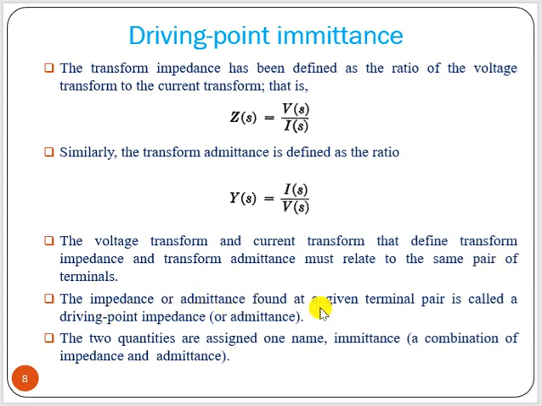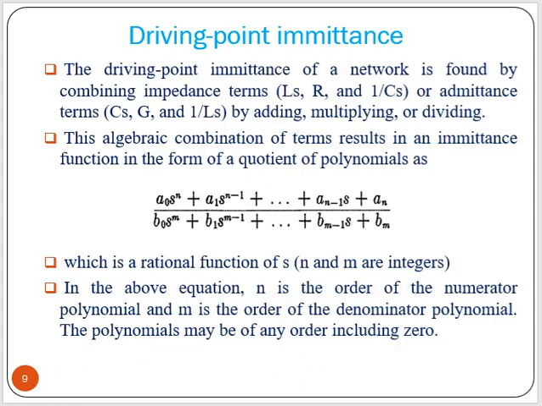Now the impedance or admittance found at a given terminal pair is called driving point impedance or admittance, or driving point immittance. The two quantities are assigned one name, immittance, a combination of impedance and admittance, that I have already told you. Now, the driving point immittance of a network is found by combining the impedance terms of inductor, capacitor, and resistor. For resistor, it is only R. For inductor, in Laplace domain, it is SL. For capacitor, in Laplace domain, 1 by CS.